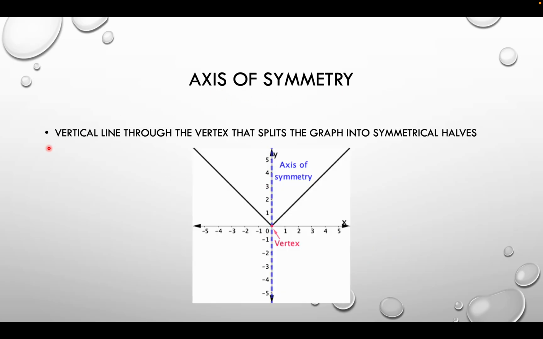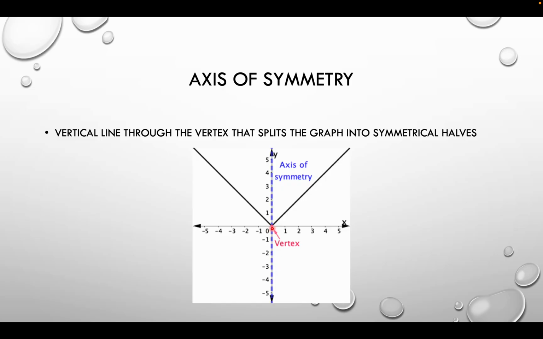Axis of symmetry. It's a vertical line that goes through the vertex that splits the graph into symmetrical halves. What that means is it splits it in half, meaning the distance over here is going to be the same distance to the middle line as it is on the other side. So this axis of symmetry cuts the V right down the middle.